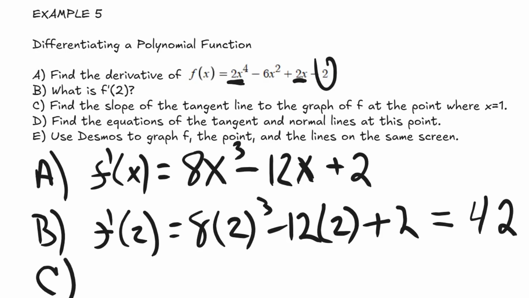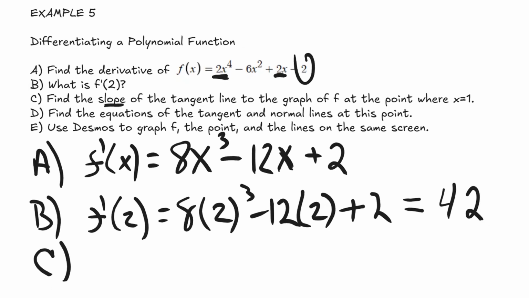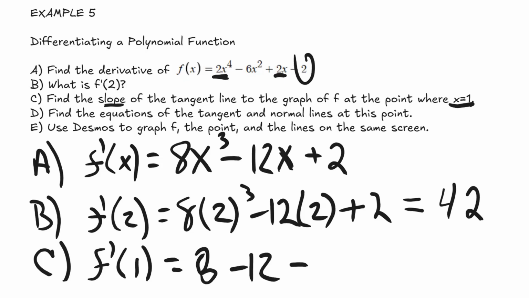Part C, if I want to find the slope of the tangent line to the graph of f at the point where x equals 1, this is equivalent to saying find the value of the derivative at 1. At 1, if you plug 1 in, it would be 8 minus 12 plus 2, which is negative 2. And this would be the slope of the tangent line.